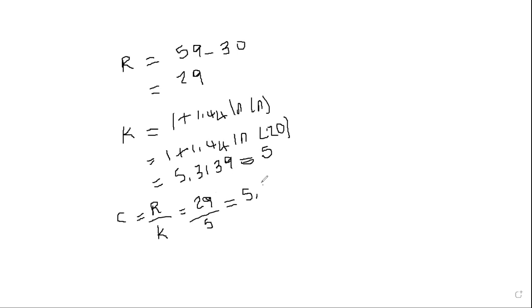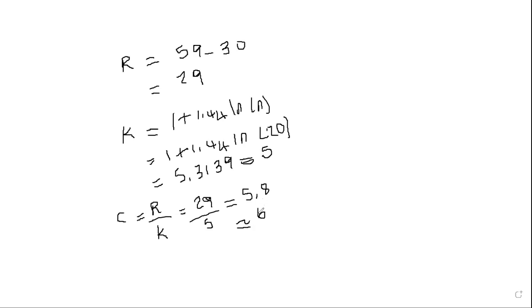Okay, I get 5.8. So even in this case, we also have a rule which says that after getting an answer, you must always round up to the next whole integer or whole number. So looking at 5.8, our next whole integer will be 6. Okay, we're going to get 6.